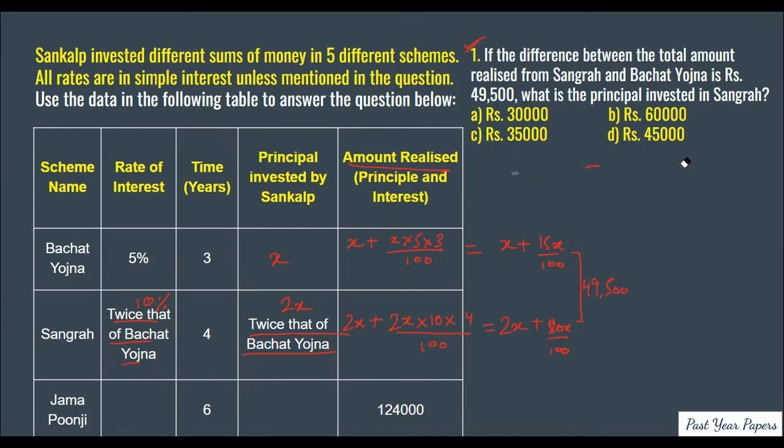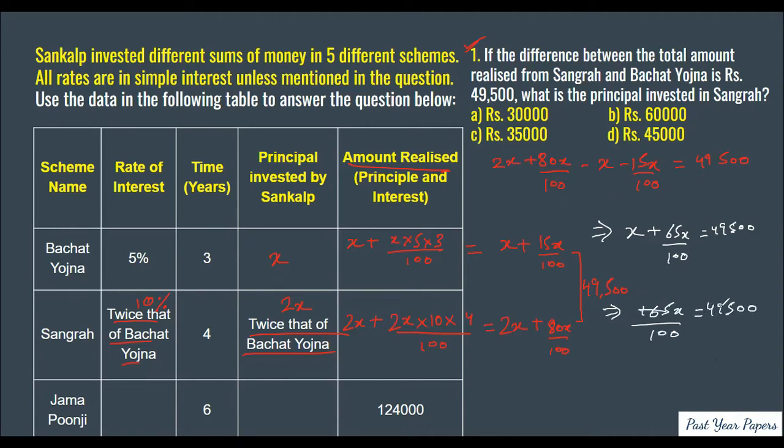I can clearly see that the value of Sangra's amount will be greater. So what I will do, 2x plus 80x upon 100 minus x minus 15x upon 100. This will give me 49,500. Now, if I solve this further, let me take a different color so that it is easily understood by you. 2x minus x, that will be x. 80 minus 15 will be 65x upon 100. This is equal to 49,500.